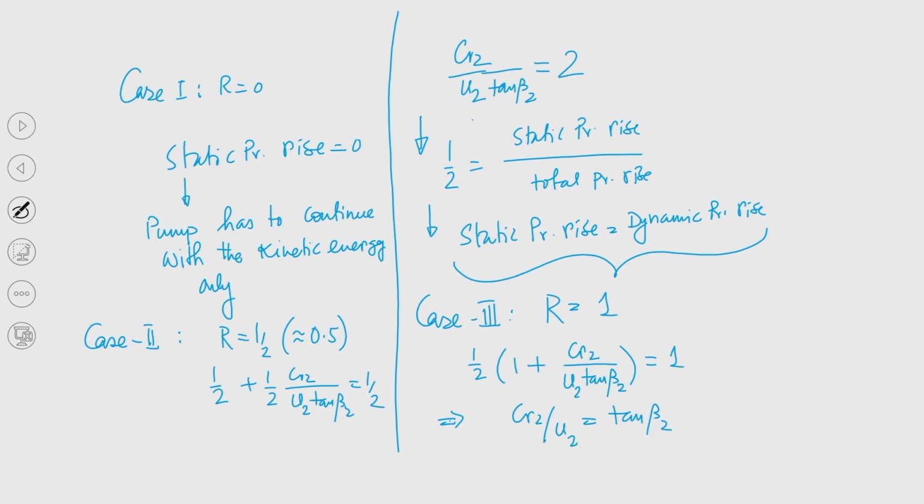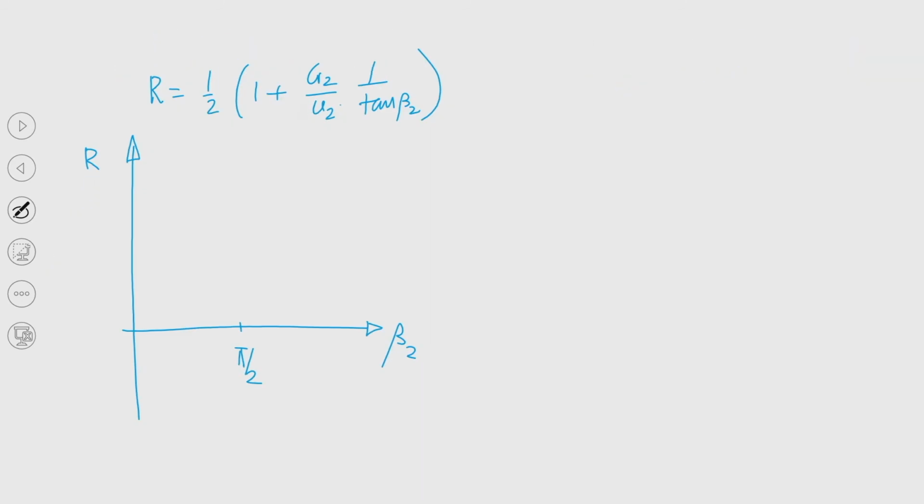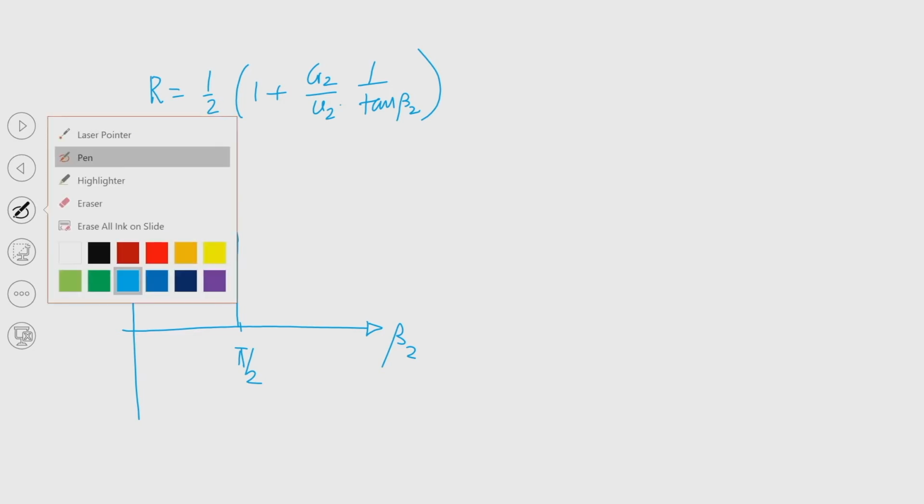CR2 by U2 tan beta 2 equal to 2. So, basically you can see that when beta 2 equal to 90 degree, then R equal to half. So, this is the value, this is half, right, and then what we can do, we can tune the value of this ratio of CR2 by U2, right. So, I can take a different color now.